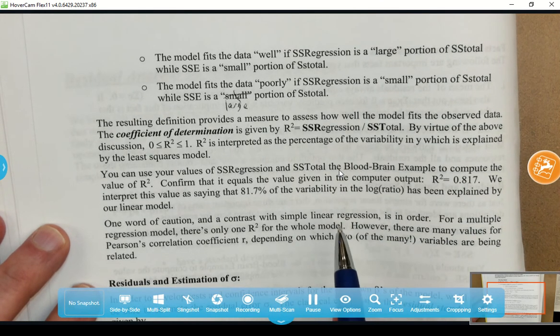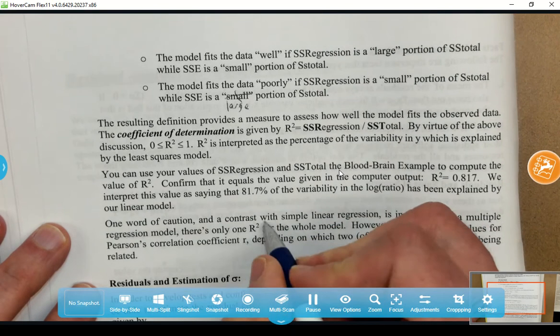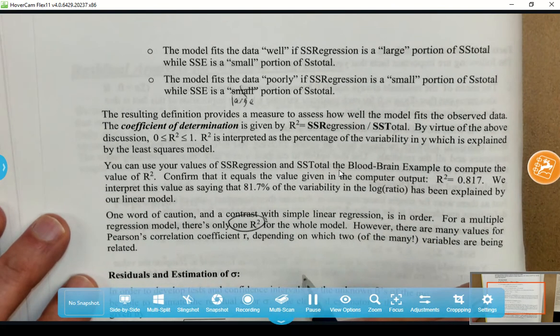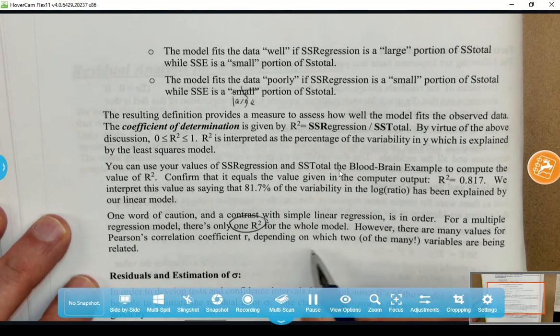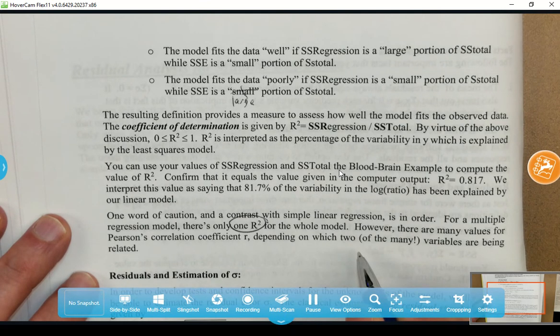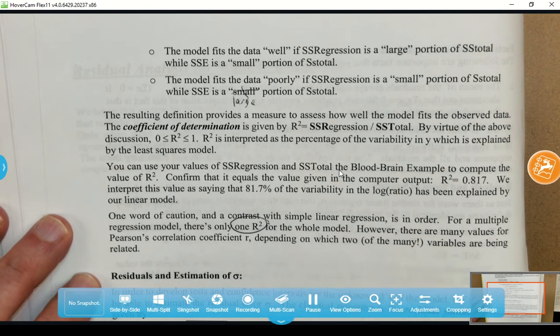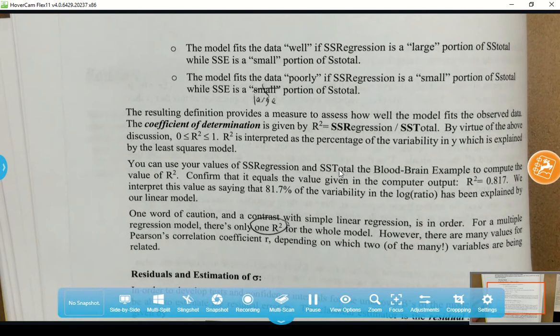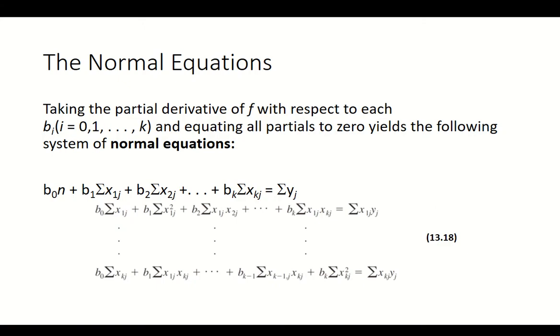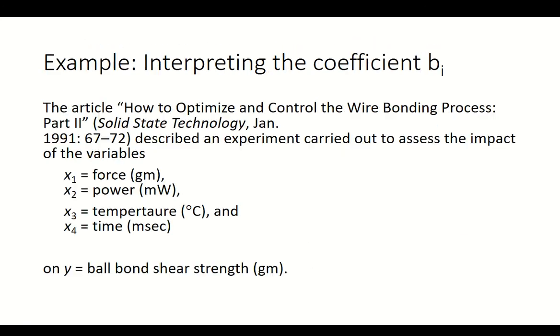Now, the one thing is that there's only one r squared for the entire model. Because we have so many predictor variables, we cannot go one by one, and so we're not really going to have a little r correlation coefficient. So remember that we found the b's by solving the normal equations.